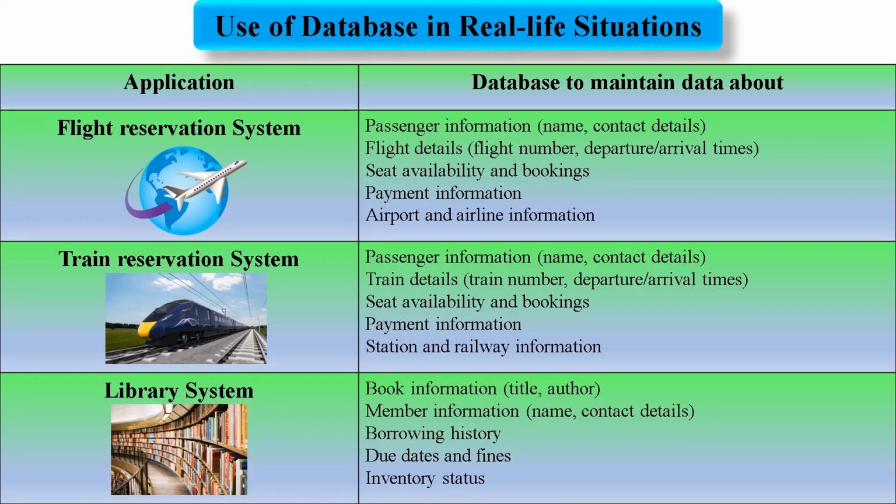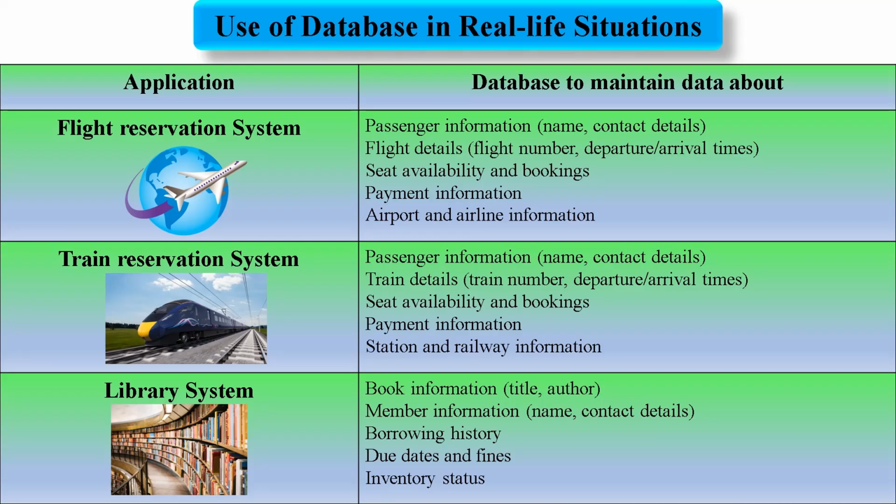Flight reservation system: passenger information, name, contact details, flight number, departure/arrival times, seat availability and bookings, payment information, airport and airline information. Train reservation system: passenger information, name, contact details, train number, departure/arrival times, seat availability and bookings, payment information, station and railway information.